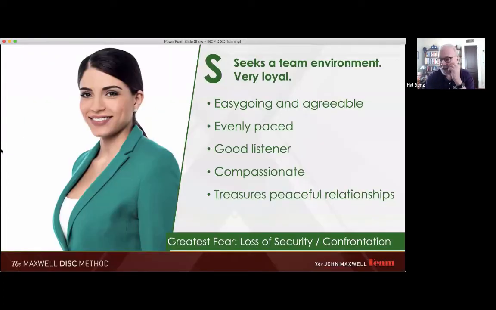Let's think about the S's. 69% of the population. They're loyal. They're easygoing. They're agreeable. They're even paced. They're good listeners. They're compassionate. You know what the biggest fear of the high S is? The loss of security. And confrontation. They hate confrontation. And they don't like things to be unpredictable.